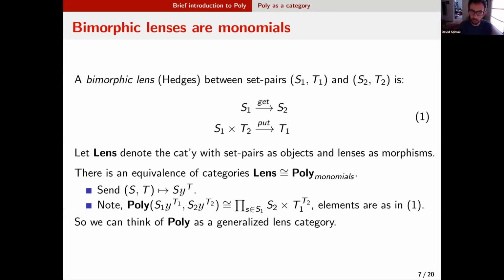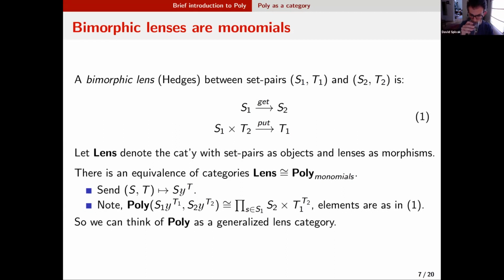There's been a lot of talk about lenses. The objects in this category called lens are pairs of sets, S and T, and a morphism from S1, T1 to S2, T2 is a function from S1 to S2 and from S1 times T2 to T1. But it turns out that the category of lenses is equivalent to the category of monomial polynomials.